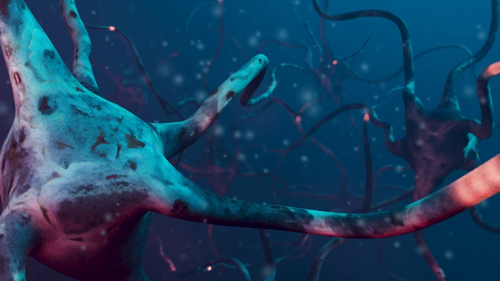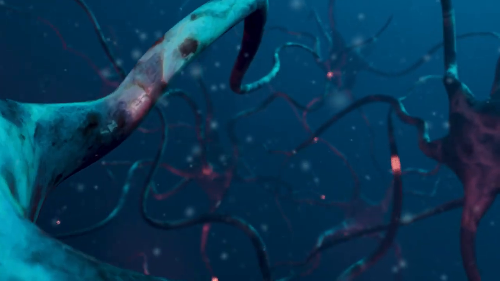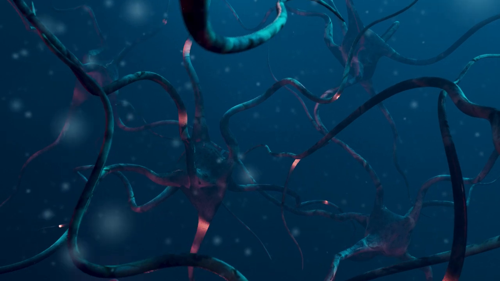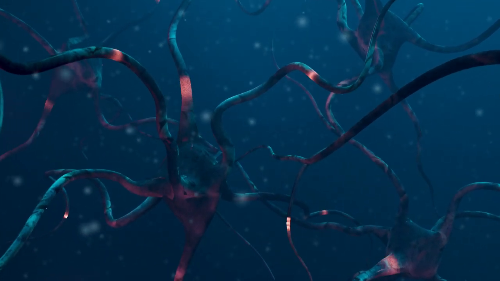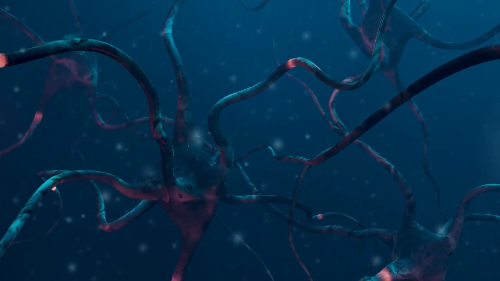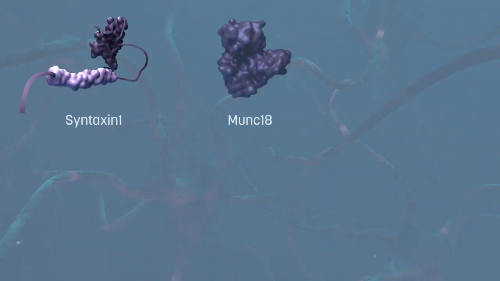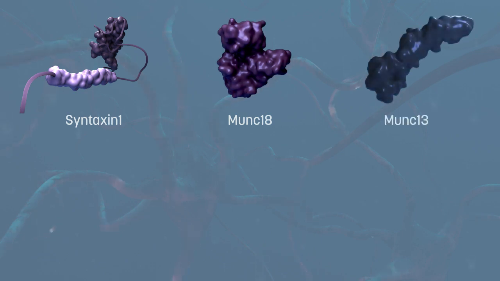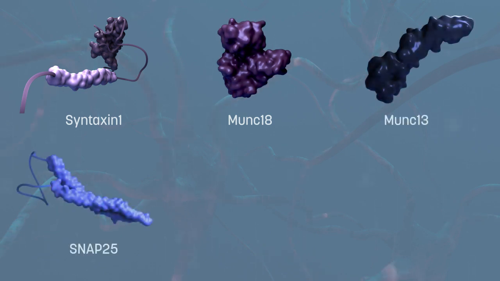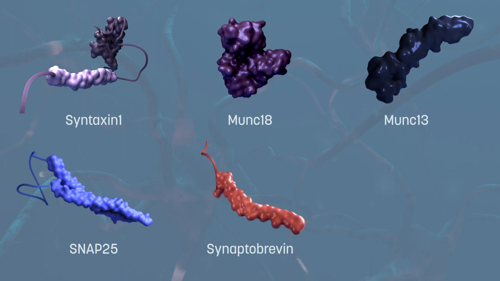For neurons to communicate, vesicles containing neurotransmitters must fuse with the plasma membrane at the axon terminal. They do this with the help of 6 proteins: syntaxin 1, MUNC18, MUNC13, SNAP25, synaptobrevin, and synaptotagmin.